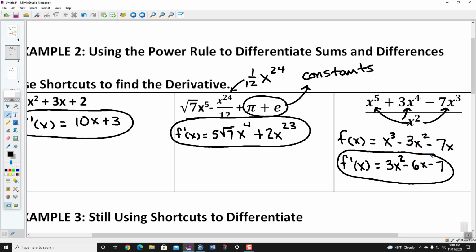Guys, example 3, guess what we're still doing? Using shortcuts to differentiate. We are still using shortcuts to differentiate.